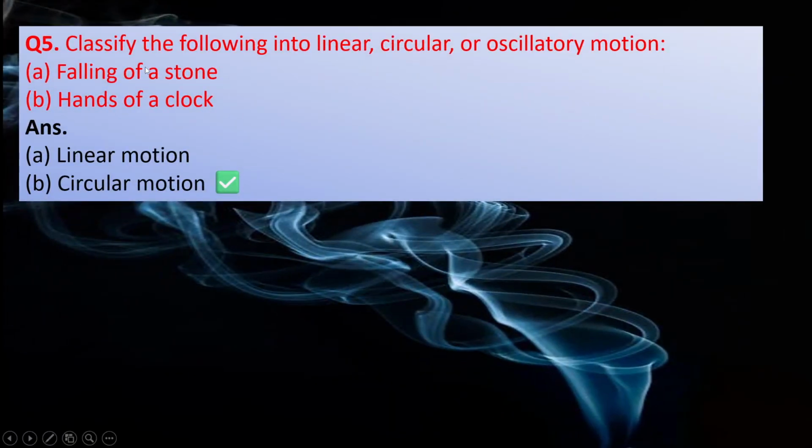Question number 5. Classify the following into linear, circular, or oscillatory motion. Option A, falling of a stone. Option B, hands of a clock. Answer: Option A, linear motion. Hands of a clock, circular motion.